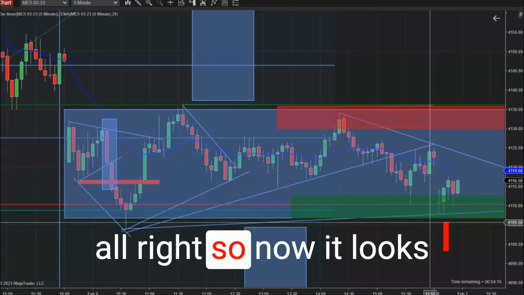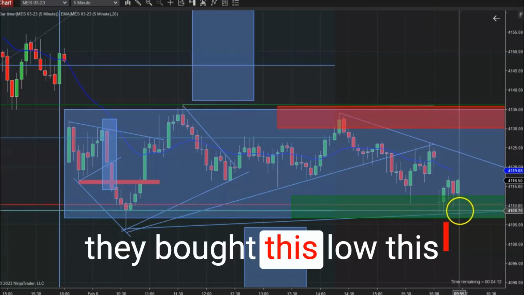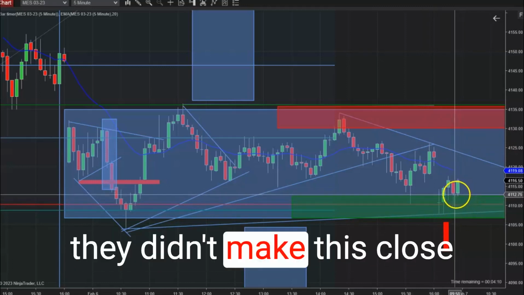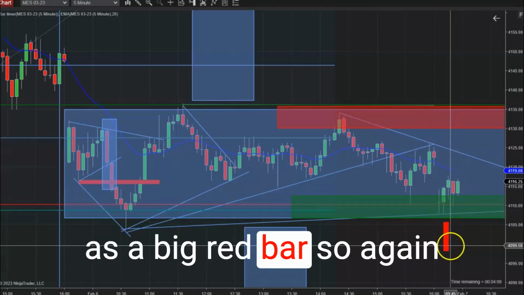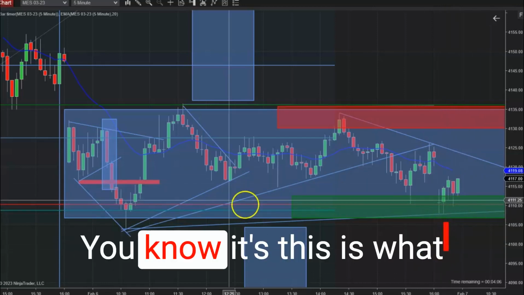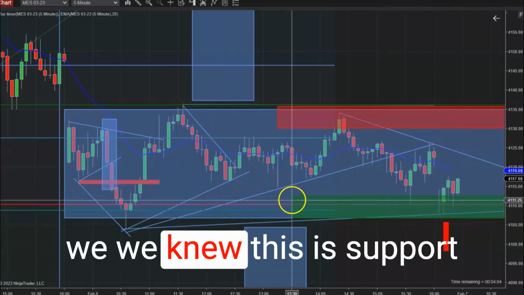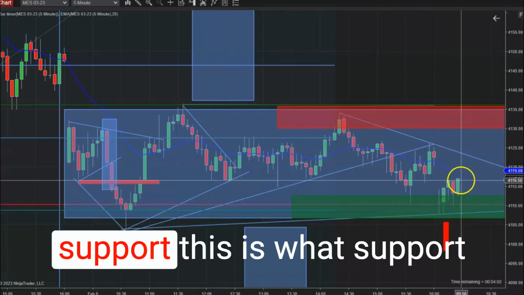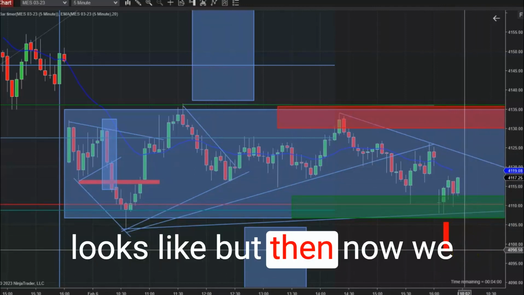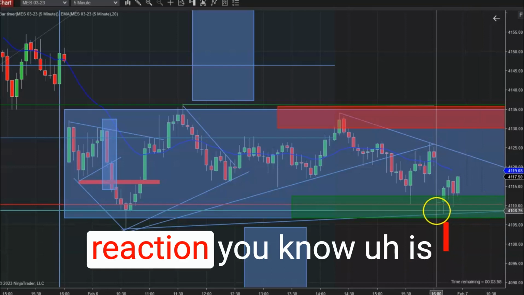So, all right. Now it looks like they're buying. They bought this low. They bought this low. They didn't make this close as a big red bar. So again, this is what happens at support, right? We knew this is support. This is what happens at support. This is what support looks like. But then now we have to look at what is the reaction.